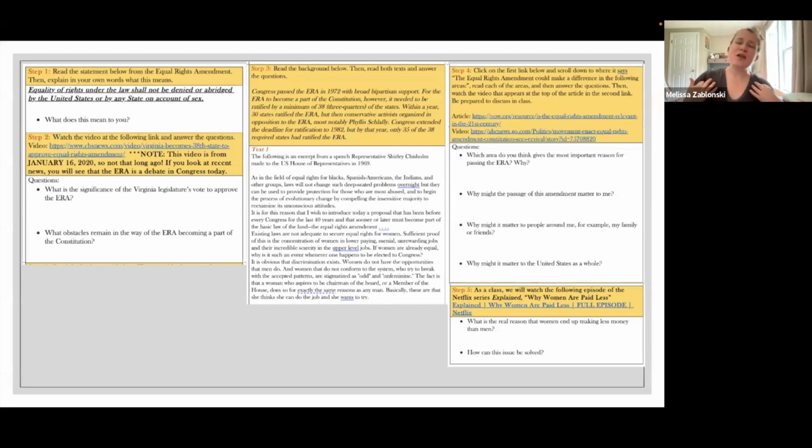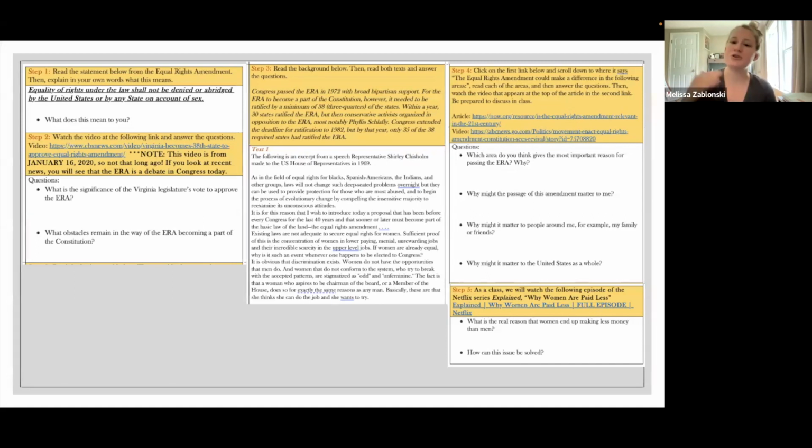And it really gets students seeing how even today, hundreds of years after the Constitution has been passed, although it looks like we've made a lot of progress as a country, there's still a lot of progress that needs to be made. And our Constitution and our laws really still do favor white heterosexual males over other people of the population. So with these articles, students really have these open-ended questions where they're thinking about which area gives the most important reason for passing the ERA.